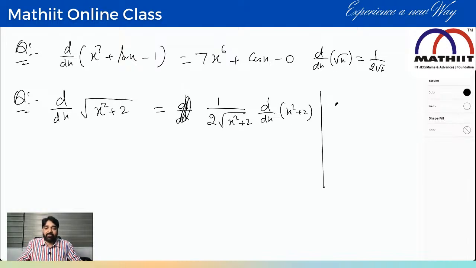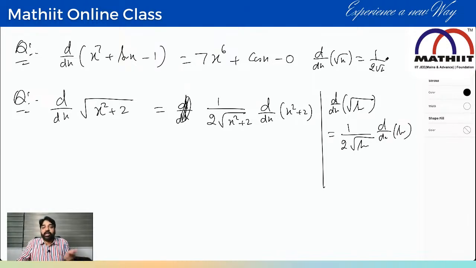d by dx of root of something is nothing but 1 by 2 root of something. But that something's differentiation you always have to do. So here, why didn't you do it, sir? Here also I am doing it, but that is the hidden part. d by dx of x will be 1.